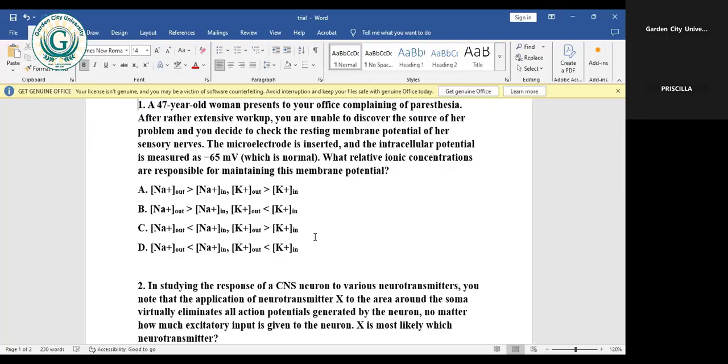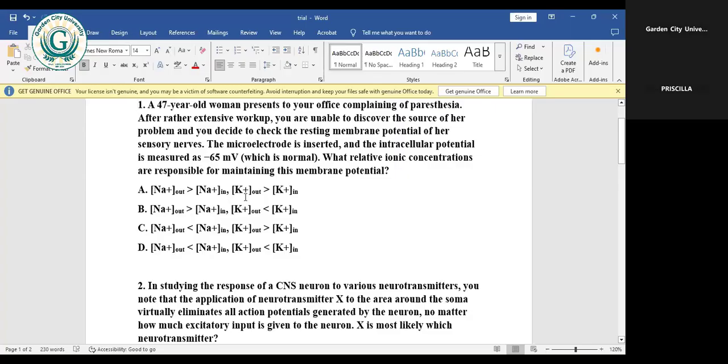this membrane potential? Good. So the one who asks how the questions will look like, this is how it will look like. Does it make sense? So now let's move to the answers. So A says what? A says that the concentration of sodium out is greater than concentration of sodium inside.